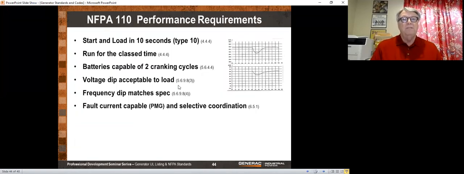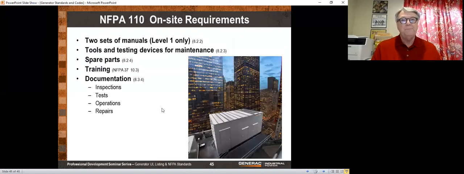Here's some more requirements. Emergency must start and run in 10 seconds. Batteries should be capable of two 45-second cranking cycles. The voltage dip should be acceptable to the load. Emergency generators must have a permanent magnet generator on. That's an additional cost there over a brushless or a direct excitation. You need to have two sets of manuals. Again, emergency generators only. You have to have tools and testing devices for maintenance.